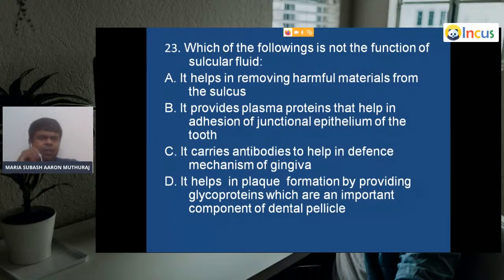Which of the following is not a function of crevicular fluid? It helps in removing harmful materials from the sulcus. Yes, crevicular fluid helps in clearing harmful materials from the sulcus. It provides plasma proteins that help in the adhesion of junctional epithelium to the tooth. Answer B is also correct. Crevicular fluid contains antibodies. Yes, it contains IgG, IgM, and IgA, but IgG is predominant. Answer C is also correct.